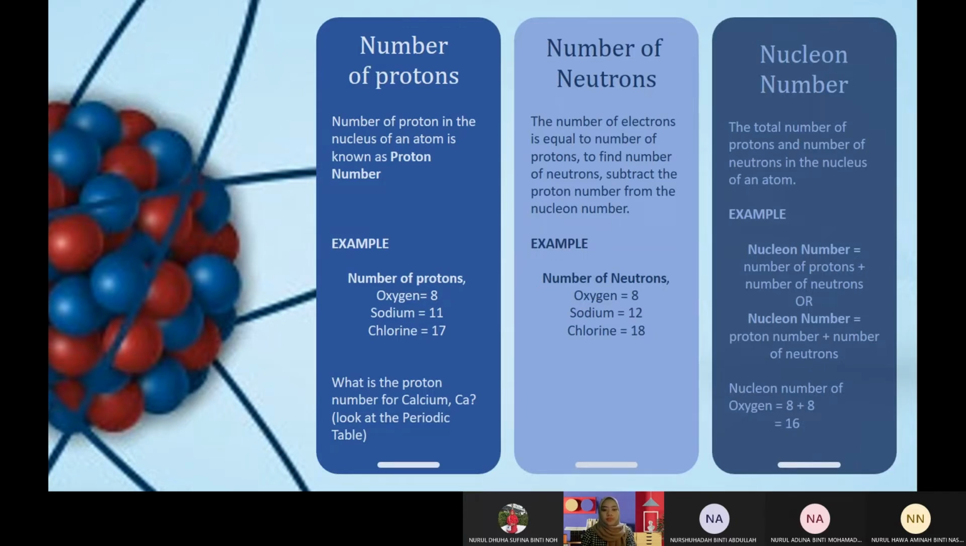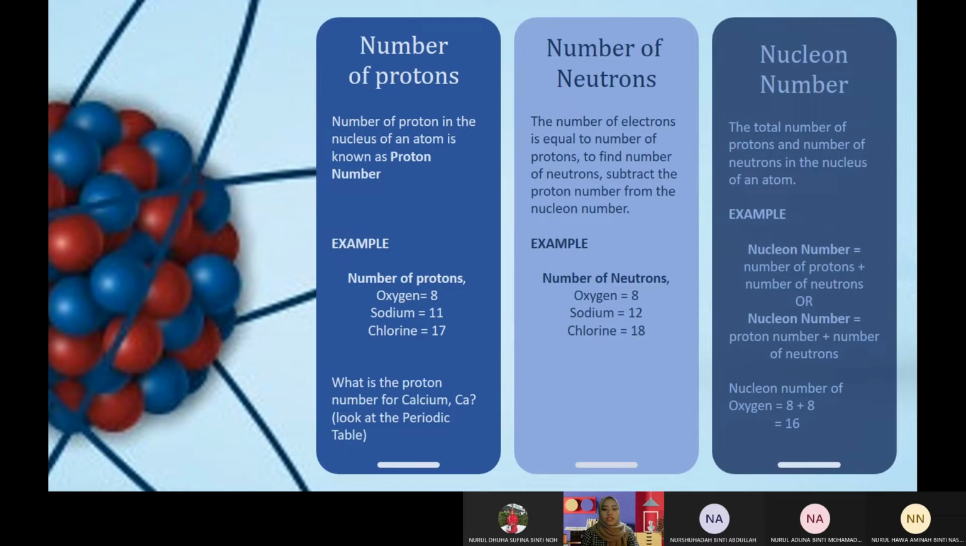So, Howard, what is the difference between number of protons and proton number? There is no difference, teacher. They both are the same thing. Yes, the number of protons in the nucleus of an atom is known as the proton number. For example, the number of protons for oxygen is 8. The number of protons for sodium is 11, and for chlorine is 17. Where you can find the answer, you can refer to the periodic table.